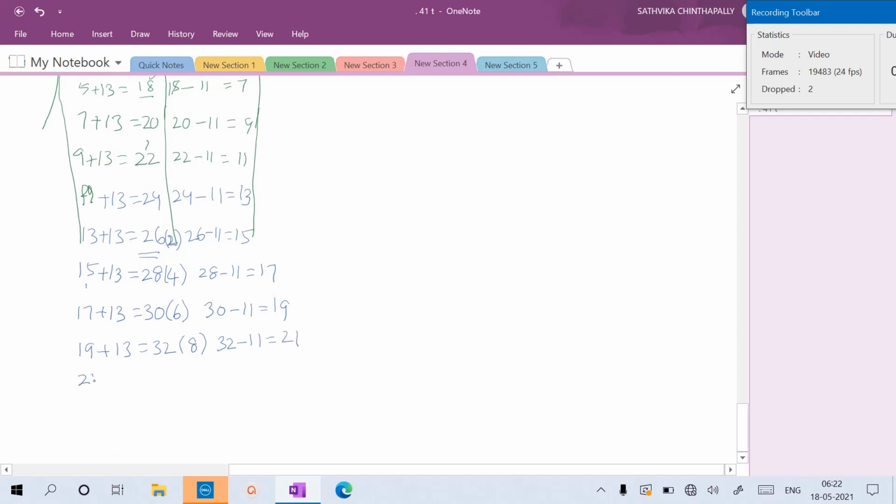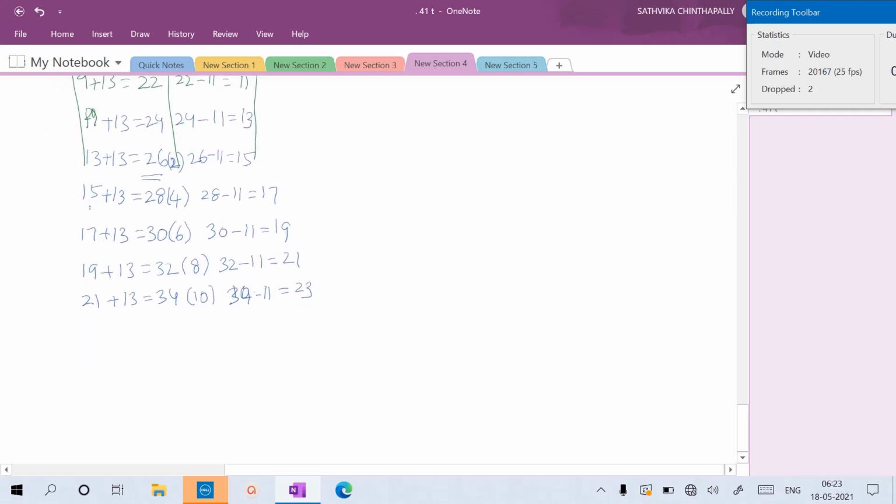Okay. The 21 plus 13. Then what's the value? 34. So 34 means here the 10th conductor. The 34, now 34 minus 11, 23 conductors. Okay. Now lastly, 23 plus 13, so 36th conductor. That is the 12th conductor.